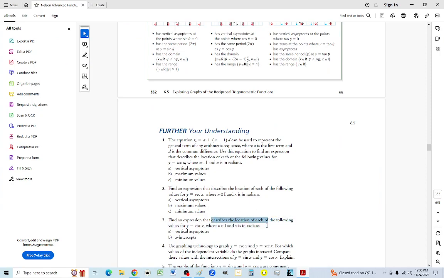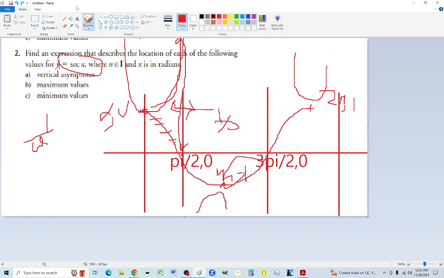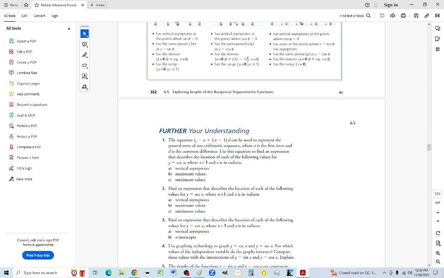Find an expression that describes the location of each of the following for cotangent: vertical asymptotes and x-intercepts. Well, essentially it's cotangent. They want to know the vertical asymptotes and the x-intercepts.